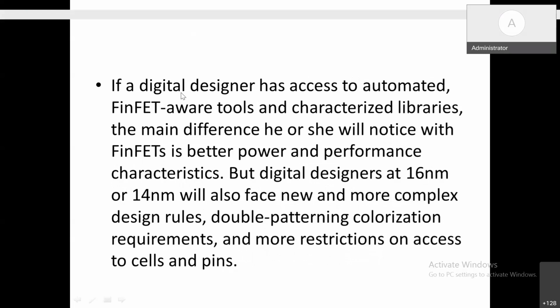Another problem faced by the digital designer is new design rules, double patterning colorization requirements, and more restrictions on access to cells and pins. So that is again a disadvantage to the digital designer. They have to change to these new rules. It's also more complex. So this is also one of the challenges.